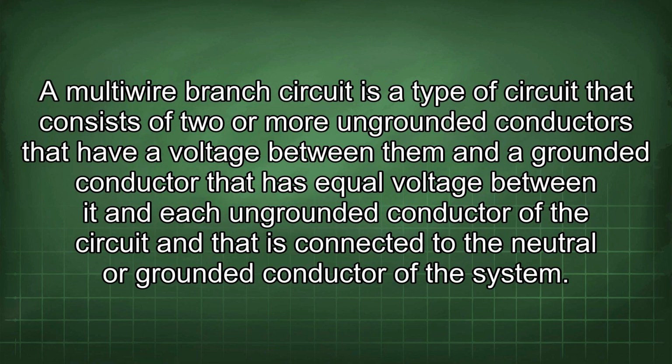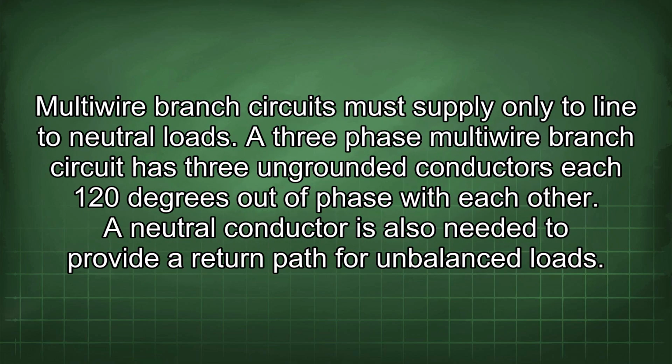A multi-wire branch circuit is a type of circuit that consists of two or more ungrounded conductors that have a voltage between them and a grounded conductor that has equal voltage between it and each ungrounded conductor of the circuit and that is connected to the neutral or grounded conductor of the system. Multi-wire branch circuits must supply only line to neutral loads.